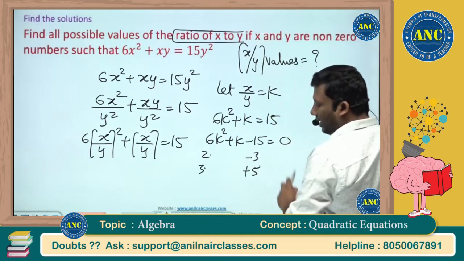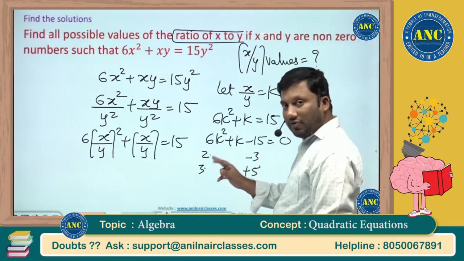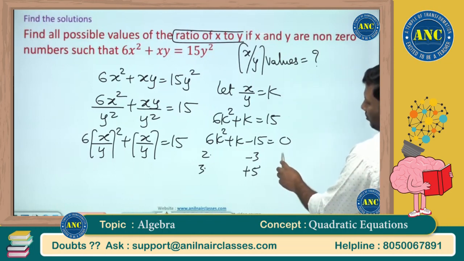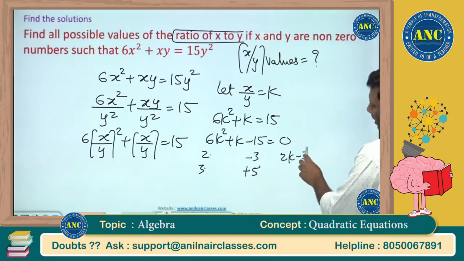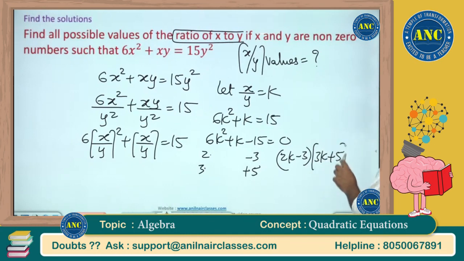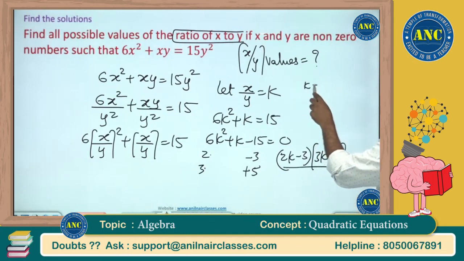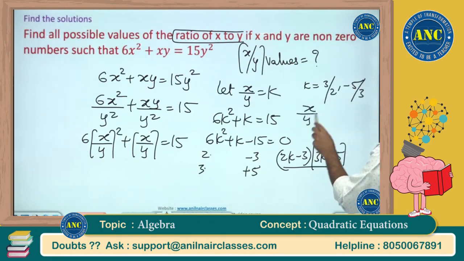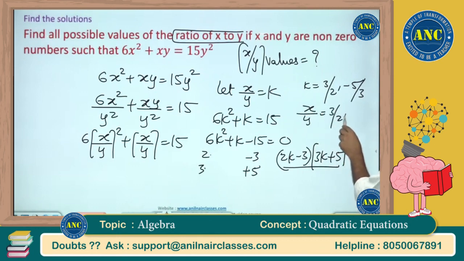I hope the idea it is clear. 2 5s are 10, 3 into minus 3 minus 9. 10 minus 9 is plus 1. So this is 2k minus 3 into 3k plus 5. So k will be either 3 by 2 or k will be minus 5 by 3. K is x by y. It can be 3 by 2 or minus 5 by 3.